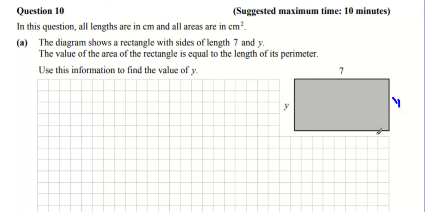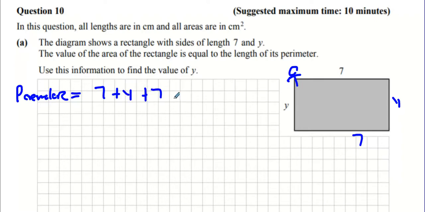Okay, let's get the perimeter first. Perimeter equals, remember perimeter is when all the lengths are added together on the outside, as if you're running a lap around the outside of your shape. That is the perimeter, okay? So it's going to be 7 plus y plus 7 plus y, which is going to be 14 plus 2y. Now the area is length by width, so the area is simply 7 multiplied by y, because area equals length by width.